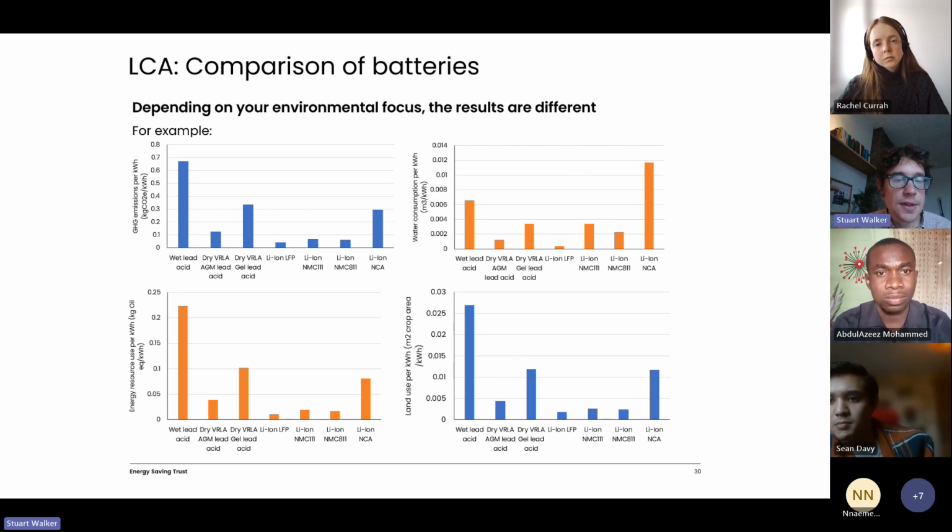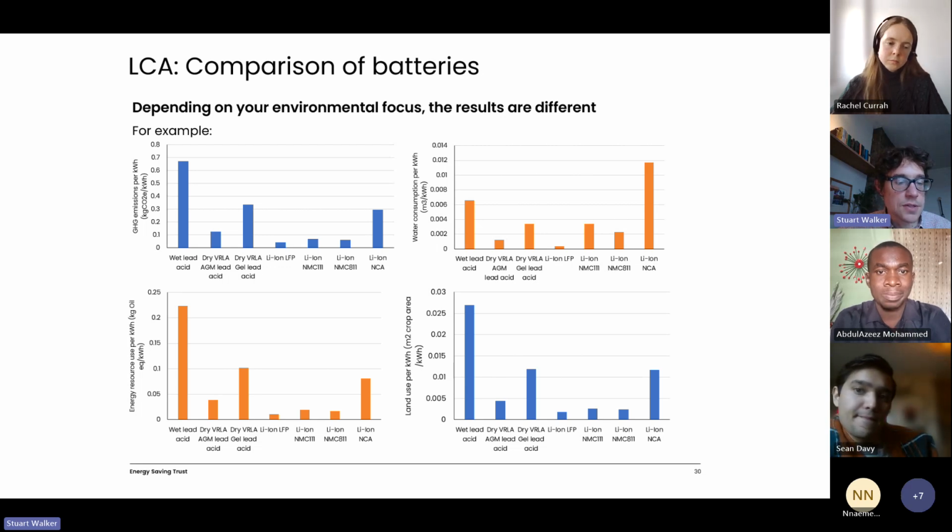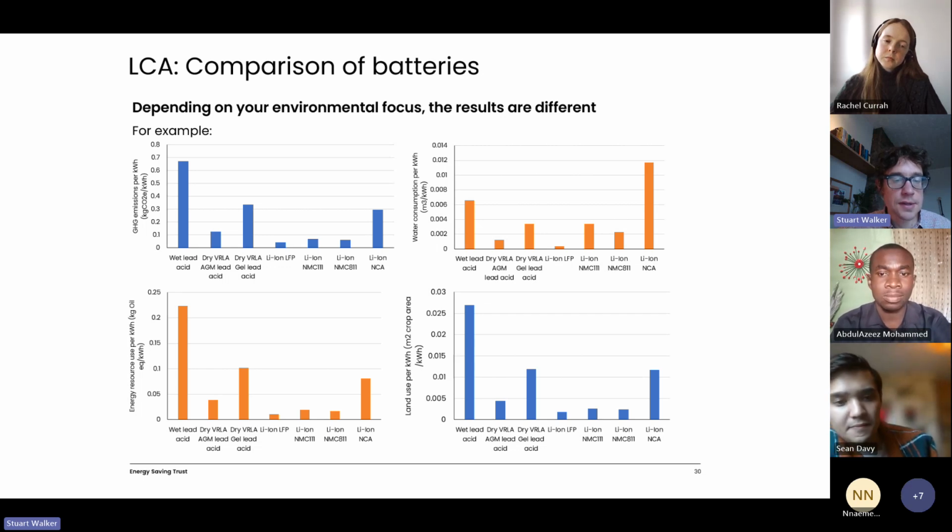But if we look at some other measures, such as water consumption, we can see that the worst one is actually this lithium-ion NCA type of battery. So if we're looking to minimize our water consumption and our carbon footprint, then we need to pick one that's low in both of those categories. And again, we can look at lots of other impacts. This is looking at resource use, the amount of energy that's used to make, manufacture and transport the thing. We can see here that, again, the lead acid battery is not particularly good, and some of the lithium-ion ones are looking very good.